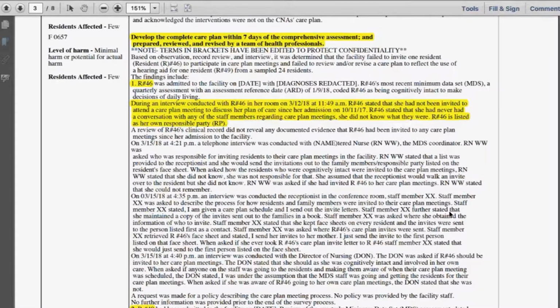So what I've done here is I took one of the shorter ones, frankly, because I wanted to make sure that we had time to give it some framework. And this again was that the facility had failed, and it's here in bold, to develop the complete care plan within 7 days of the comprehensive assessment, and to have that prepared, reviewed, and revised by a team of health professionals. So I'm not sure where we cut off before.